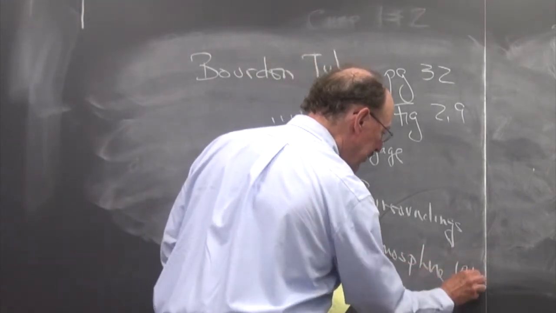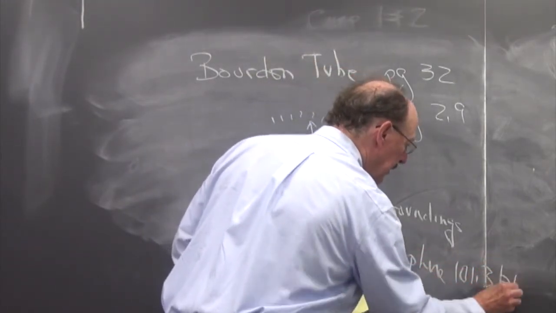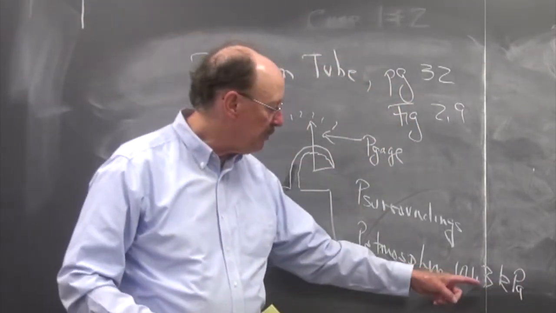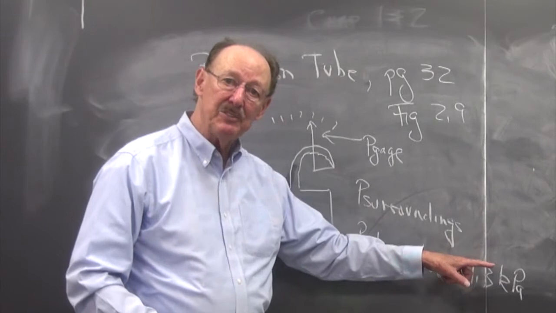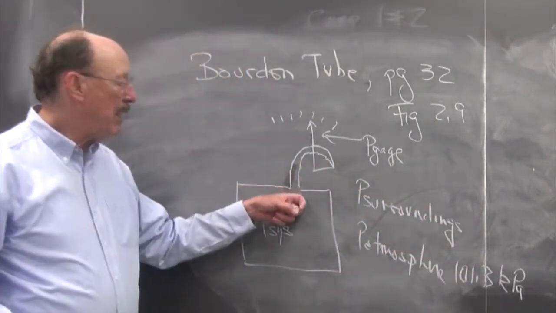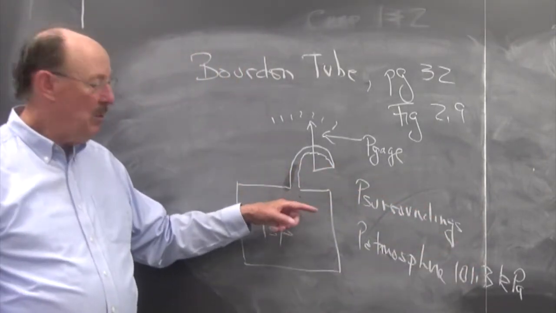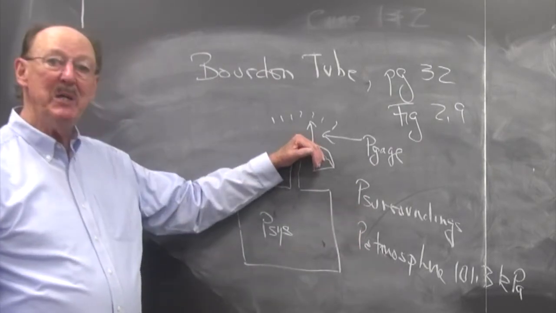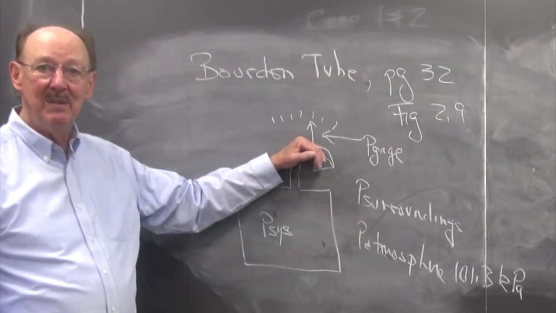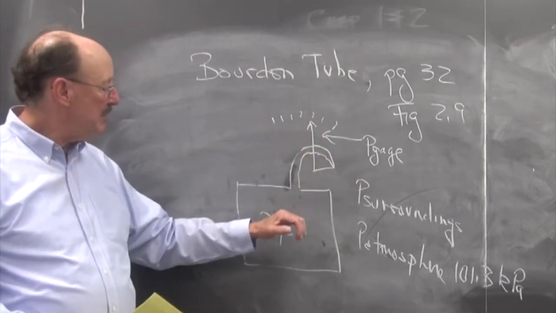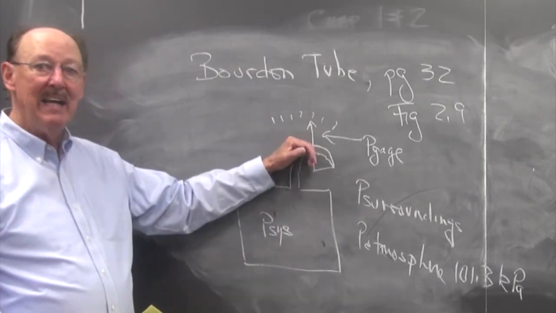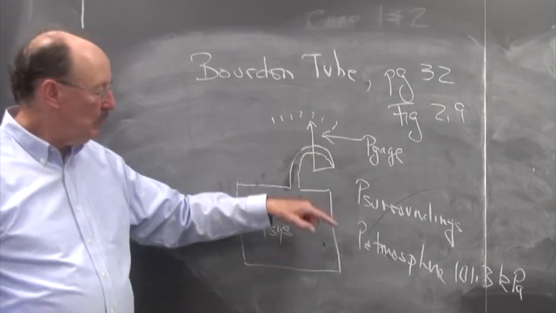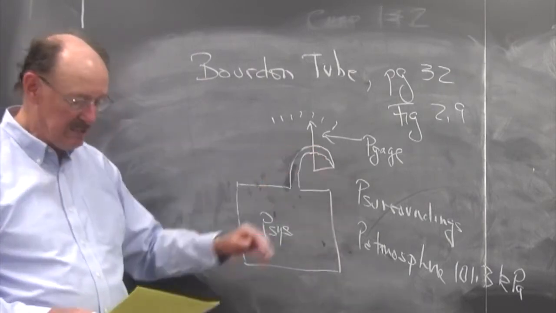P atmosphere is 101.3 kPa. So we see that atmospheric pressure is 101.3 kilopascals. If the pressure inside the system were the same as atmospheric pressure, and that were the surrounding pressure, then P gauge would read 0. There's no gauge pressure. If the system is greater than that, then it causes it to deflect, resisted by P atmosphere.